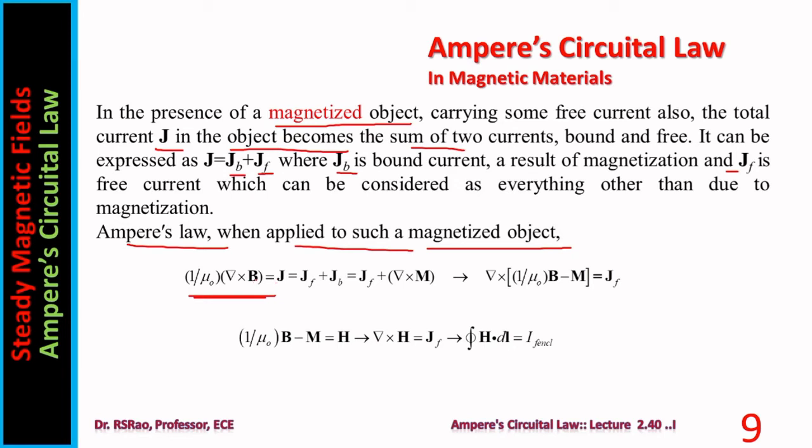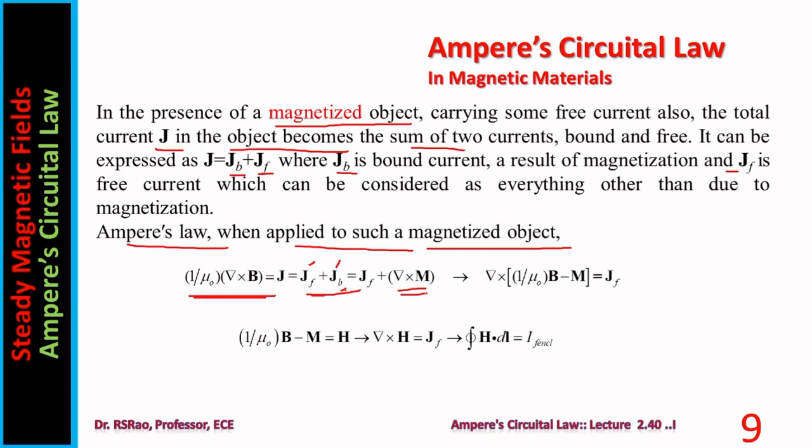Here we are using B. So 1 by mu naught del cross B becomes J. J has two parts, JF plus JB. JB means bound current. JF is free current. But JB is del cross M. We know pretty well that when an object is magnetized, it gives rise to a certain amount of field, and that field is equal to the field given by certain surface currents and certain volume currents.